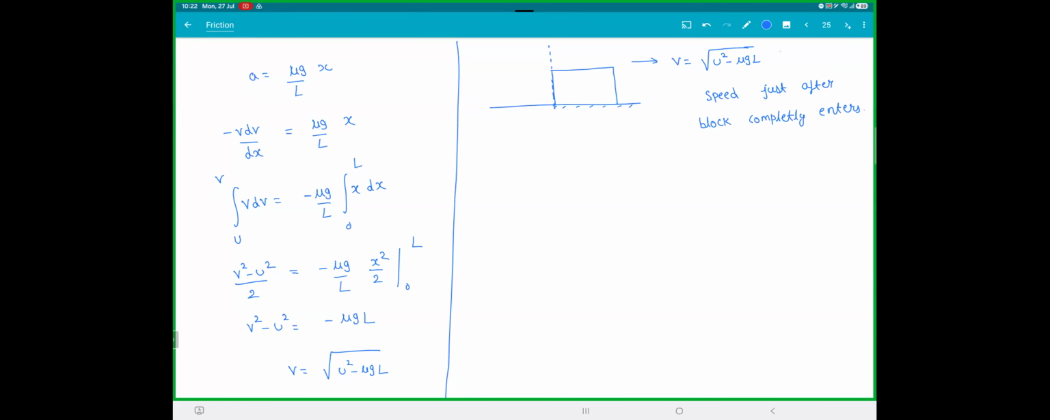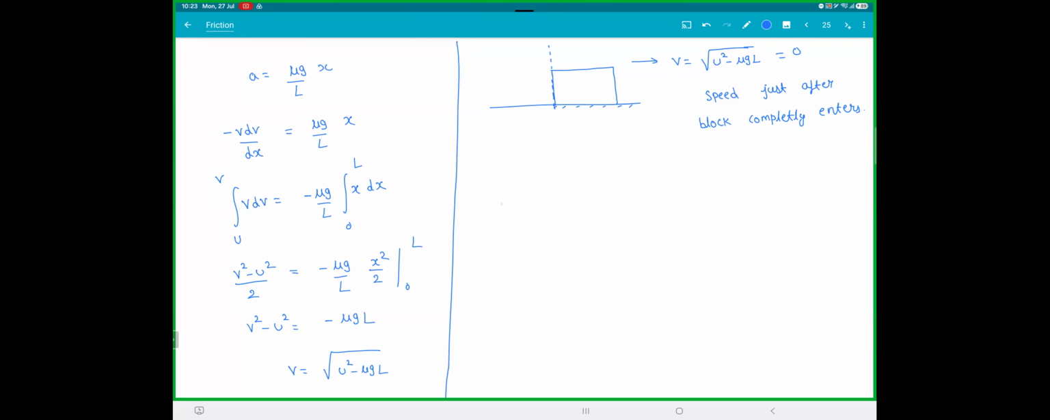Now, this is where that question comes. Suppose you take v as 0, then you'll get u square is equal to mu g L. It means if you give this much speed, you will just enter the border and stop there. So that could be another question: find the minimum speed required so that it just enters. Then the second question will be, if I give 2 times the minimum speed, then how much will it travel?